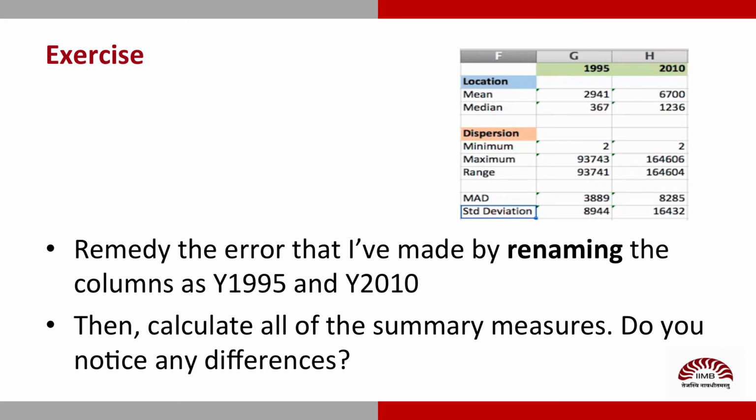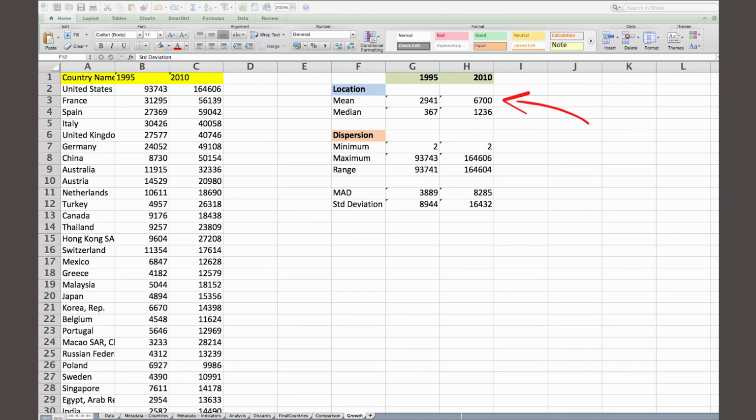If we were to examine our location measures, we know that tourism receipts have shifted overall in the positive direction. The mean shows a doubling and the median receipts have more than tripled. On the other hand, these receipts are spread out twice as widely in 2010 as they are in 1995. By spreading out, I mean the dispersion measures. Look at them carefully.